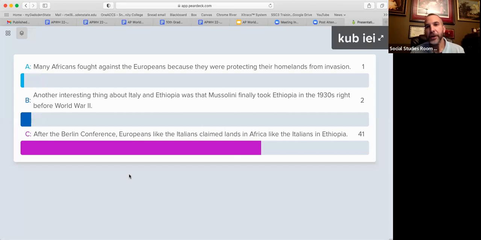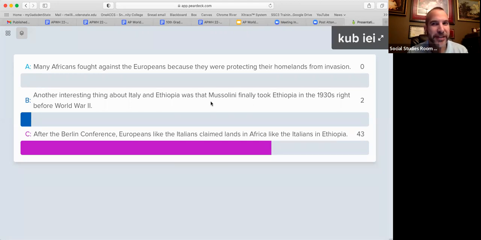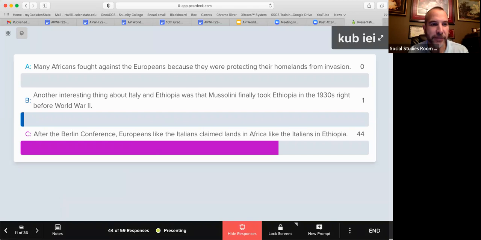Again, remember AP stands for advanced placement, but also stands for answer the prompt. Don't forget to answer the prompt. And so your response here in C is linked to the prompt. So this is clearly going to be your best of the three. B gets a little bit too far off the reservation of going well into the 20th century, so it's not really quite relevant to the time period we're looking at. So again, C is going to be your best answer.